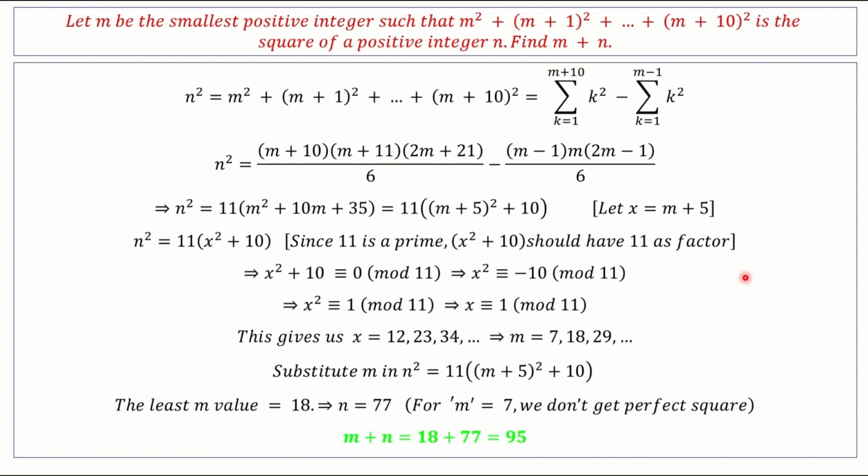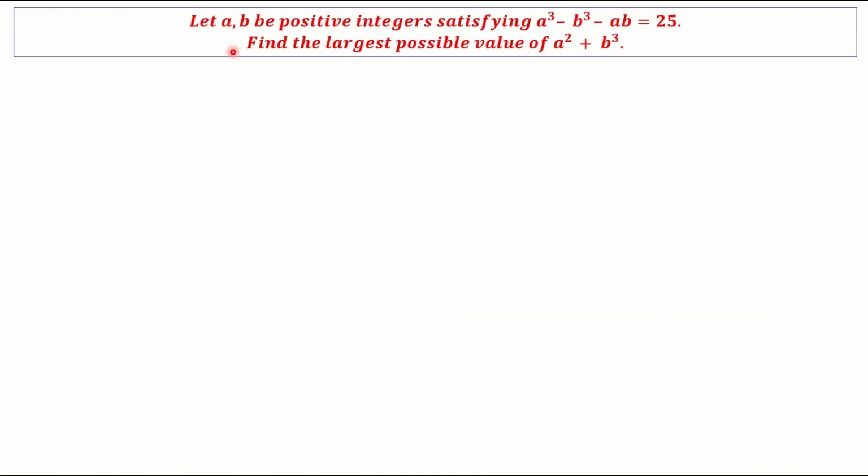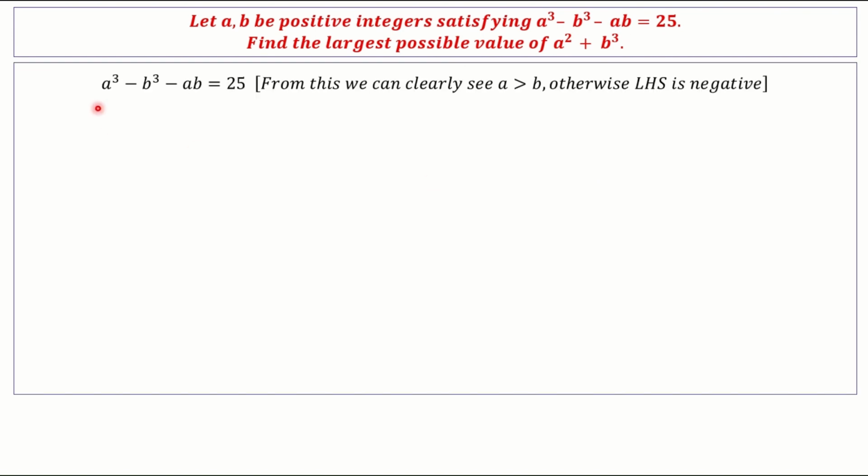Okay. Next. Yeah, this is moderate. a and b are positive integers satisfying a³ − b³ − ab equal to 25. Find the largest possible value of a² + b³. Okay, a³ − b³ − ab equal to 25.